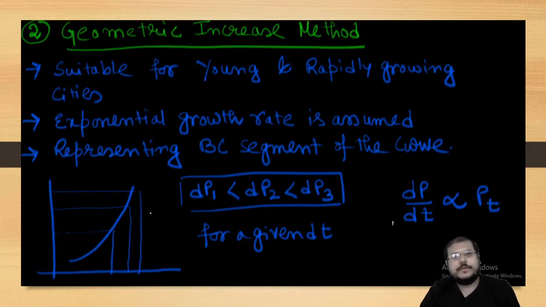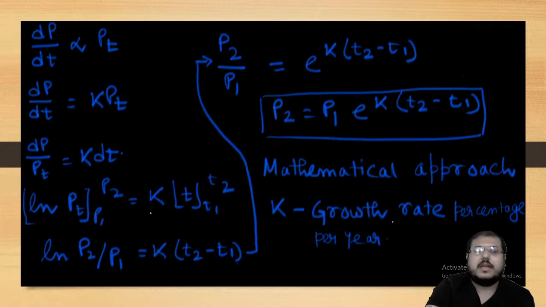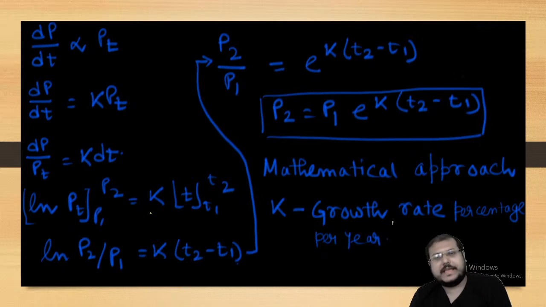After that, there is the geometric increase method, which is suitable for young and rapidly growing cities. This is the BC segment of the population forecasting curve. Here, for a given dt, dP1 will be less than dP2, which will be less than dP3. Exponential growth is assumed here, so obviously it follows the BC segment once again, and mathematically dP/dt is directly proportional to P, and all of that is explained here.